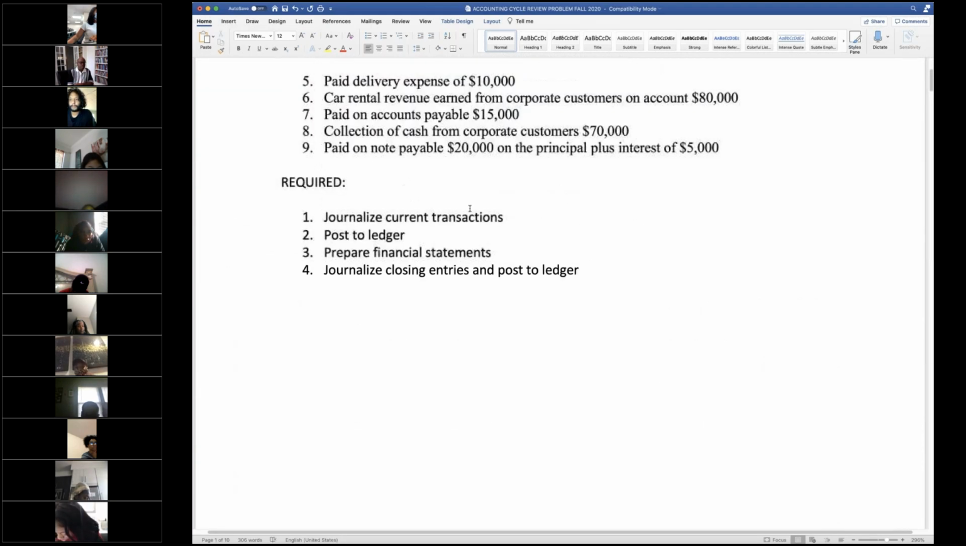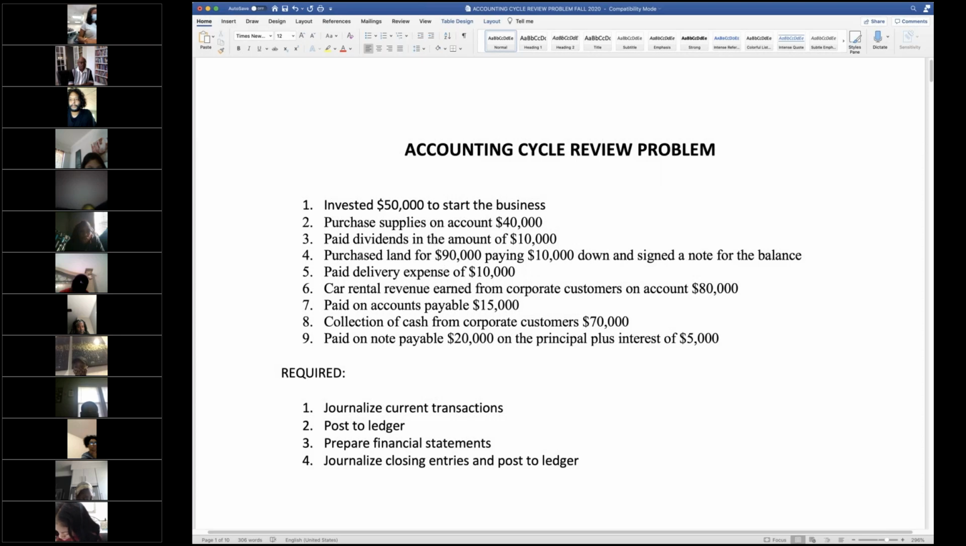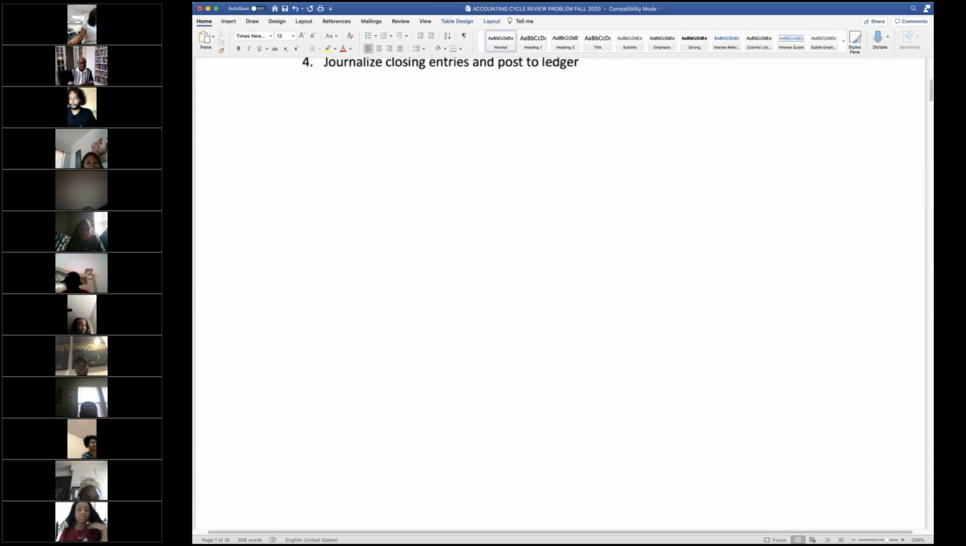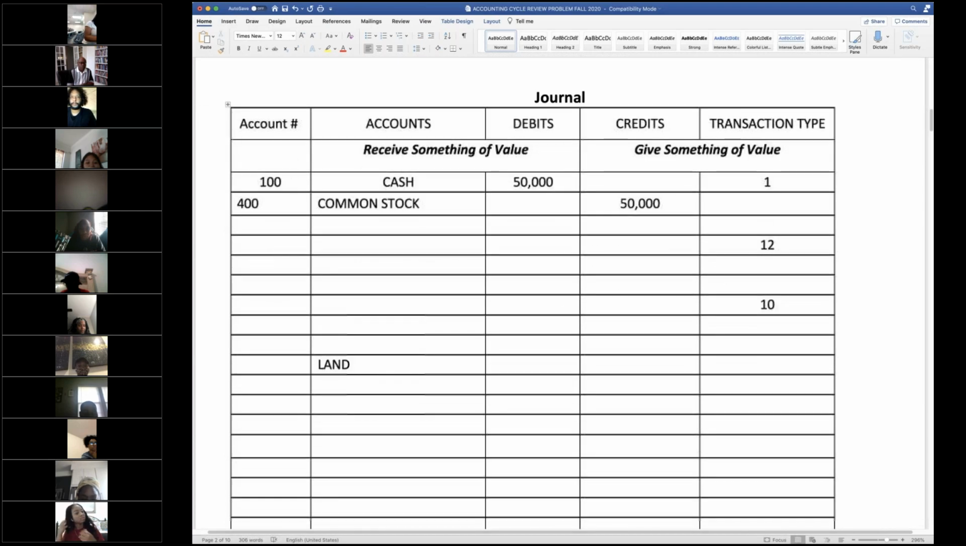Now let's go to the one that gives people a lot of problems. Purchase number 4, land. You purchase land for $90,000, paying 10 down, and sign a note for the balance. So what you got was the land, $90,000. So we're going to put 90,000 right here for the land. And the account number for land is what? 200.